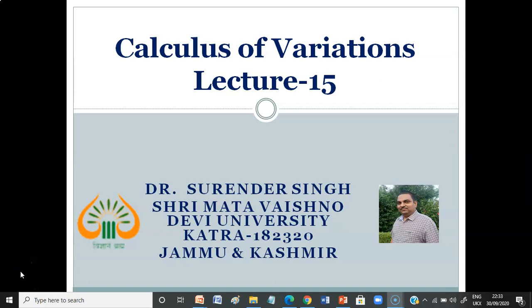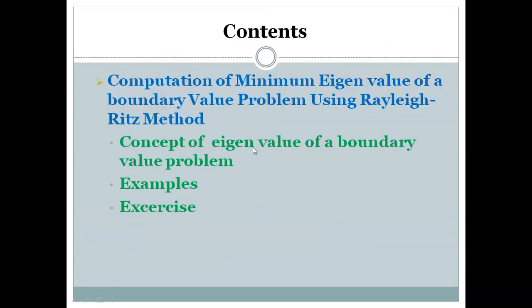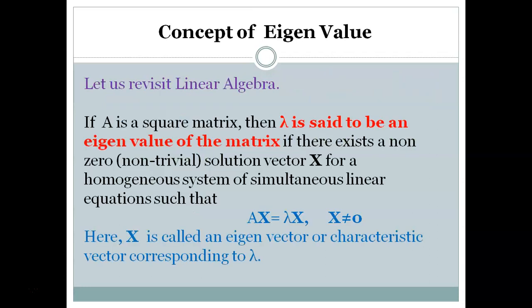Hello students, in this lecture 15 of calculus of variations, we are going to discuss the computation of eigenvalues, the minimum eigenvalue of a boundary value problem using the Rayleigh method. Before the computation, I would like to discuss the concept of eigenvalue of a boundary value problem, then certain illustrative examples, and then the exercises for practice.